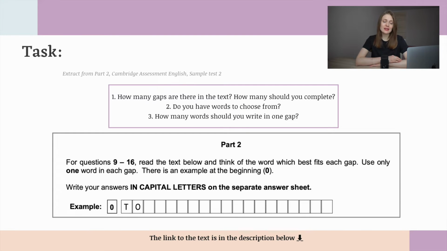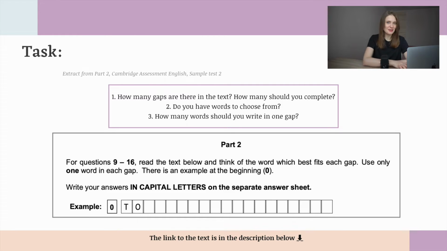On the screen you can see the task instructions and the following questions. Number 1. How many gaps are there in the text? How many should you complete? Number 2. Do you have words to choose from? And number 3. How many words should you write in one gap? Now take your time and look at the task. This will help you refresh your memory of what you have to do there. For that you might need to pause the video and then check with me.